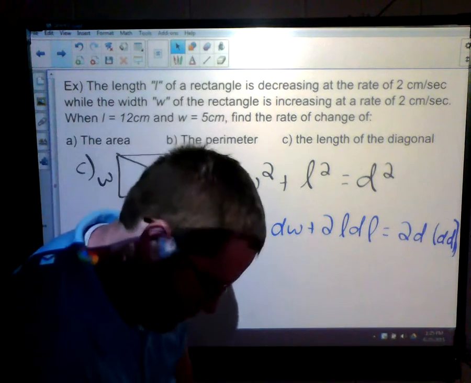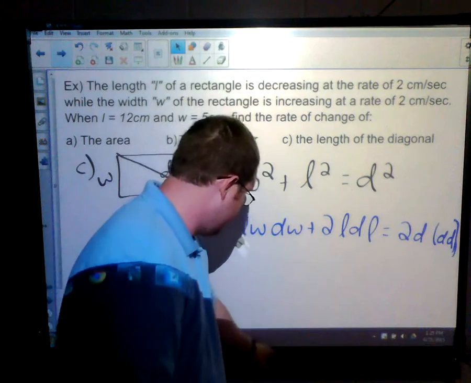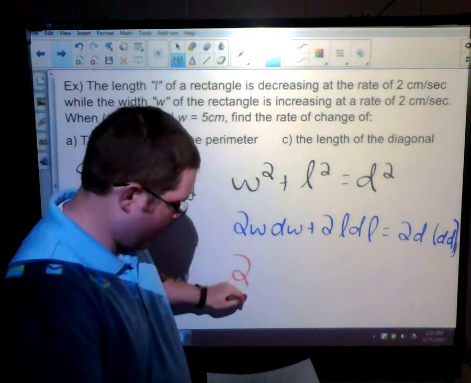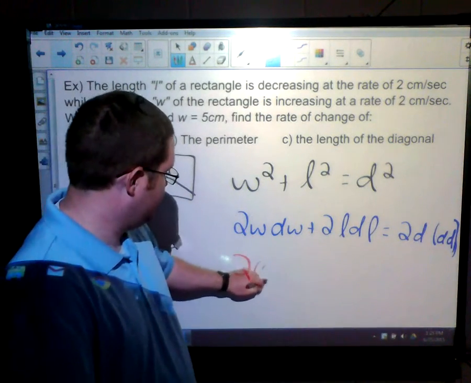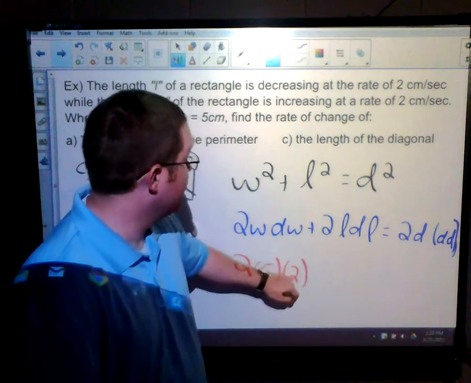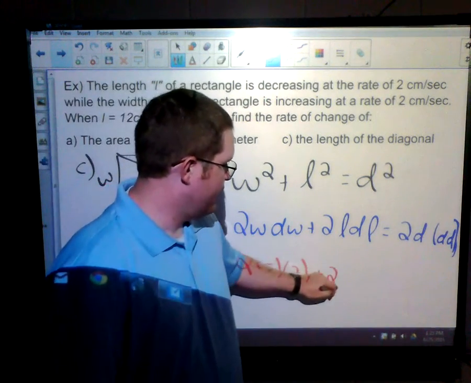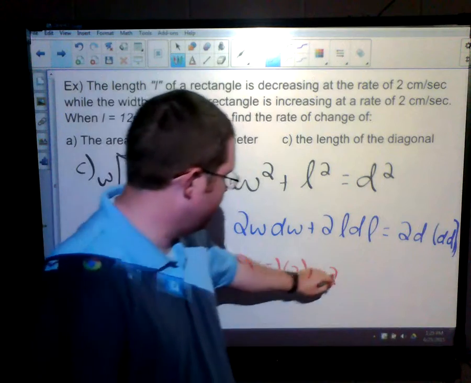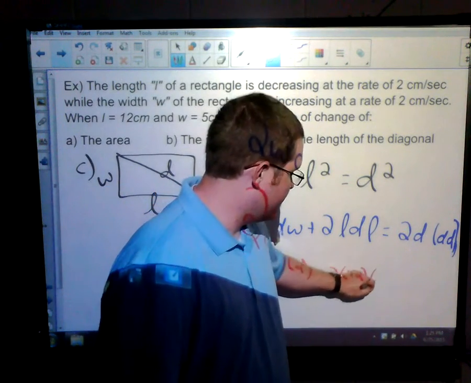Well, I know that the width is 5. I know that dw is 2. I know that the length is 12. And the dl is negative 2.